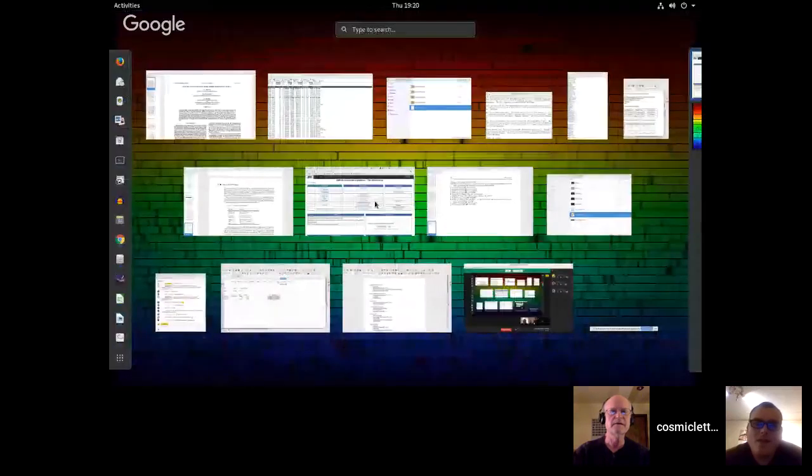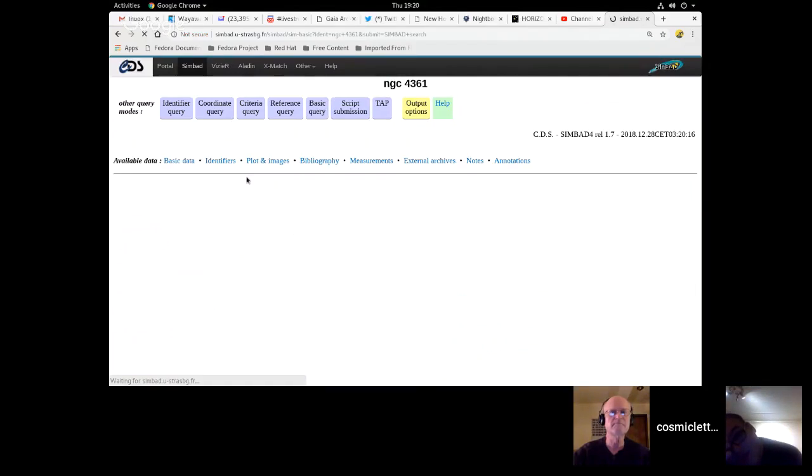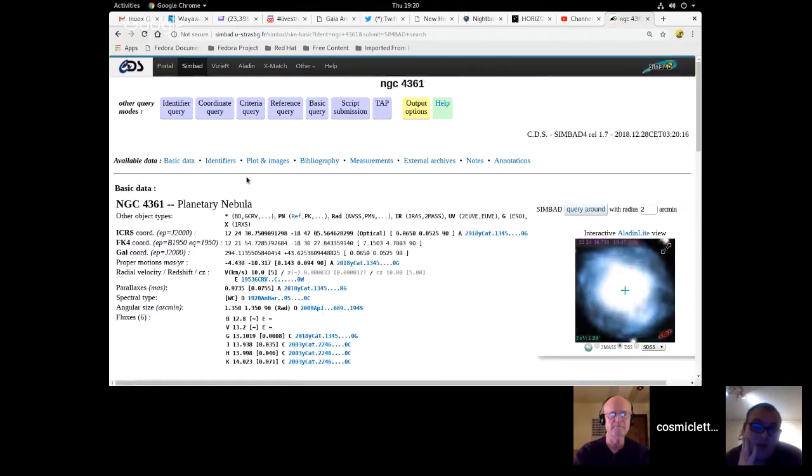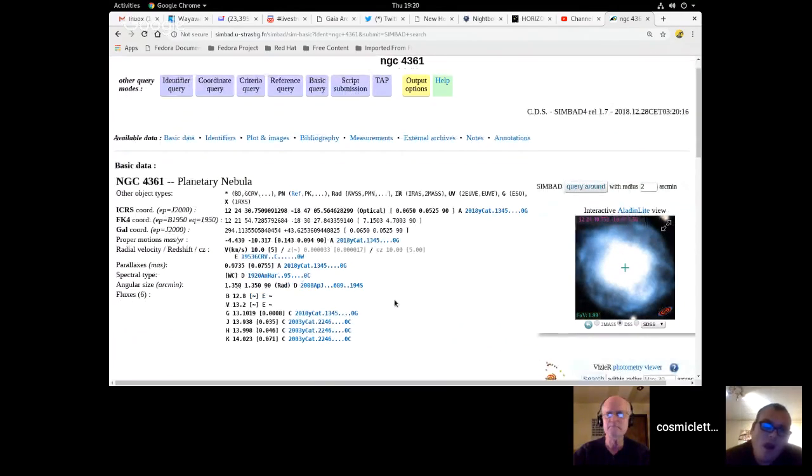Over to Simbad. And of course, all right, so we're looking for NGC 4361. And this is in the constellation of Corvus. We'll get some celestial coordinates here. Oh, planetary nebula. Oh, man, I totally misread that. Shoot, I thought that was a globular cluster. No, it's a planetary nebula. Okay, that's not so unusual anymore. Okay. Still, let's take a look at this bad boy.